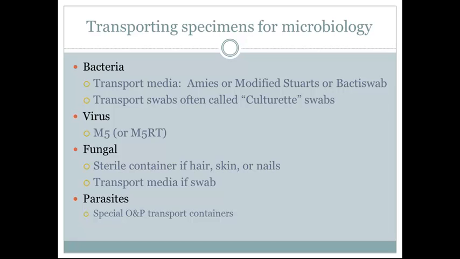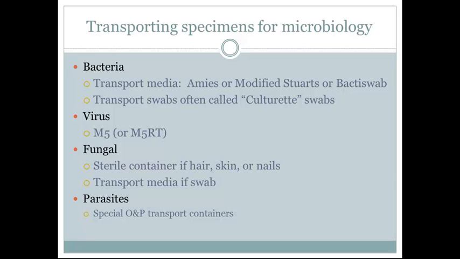Transporting specimens for microbiology, so bacteria is always transported in an Amies or a modified Stuart or Bacti swabs. Transport swabs can also be called culturette swabs. And a lot of times, some of these transport media have dual swabs, so we can do the on-site rapid test with one swab and then send the other swab for a culture. Viruses are collected with an M5 or M5RT.